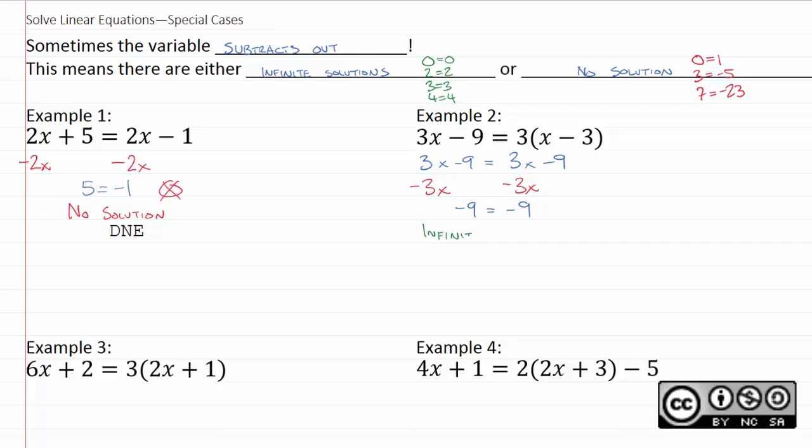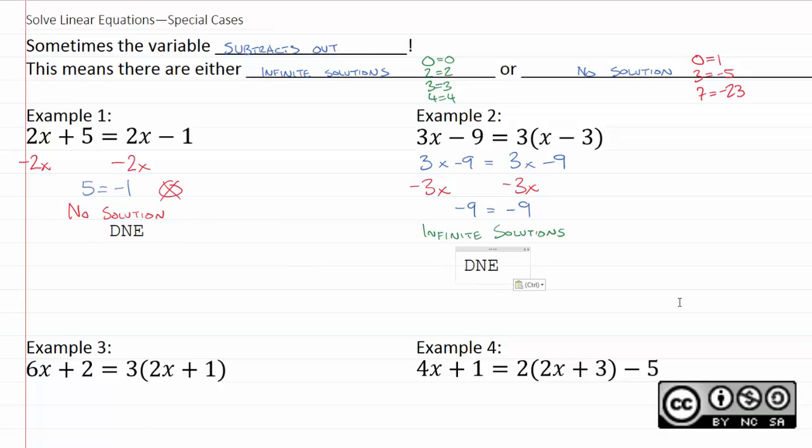This means that no matter what I plug in for x, both sides of the equation check out at the same time. If I plug in x equals 4, that checks out. If I plug in x equals 3, that checks out. If I plug in x equals pi, that checks out. So that has infinite solutions because every x value works.